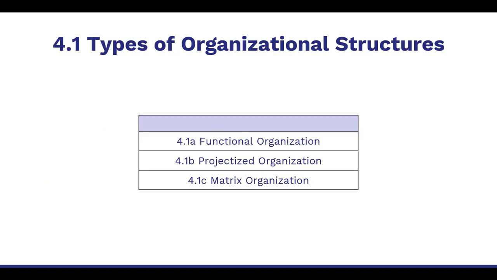So 4.1, types of organizational structures. There are 3 primary types. There's a functional organization, there's a projectized organization, and there's a matrix organization.